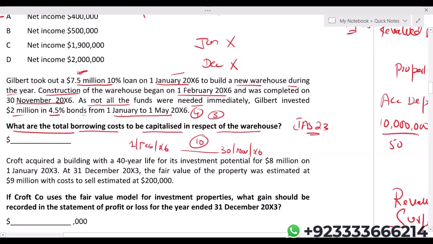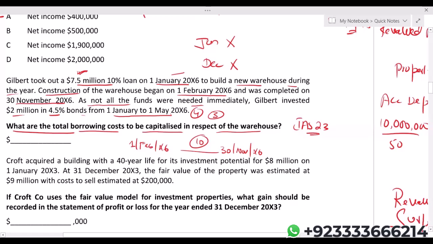Why 3 months? Because the return the organization earned in January, but in January the work was not started, so we are not considering the month of January for calculating the borrowing cost to be capitalized. That is why whatever return the company generated in January, we will not consider it. So the return which we will be taking will be for the months of Feb, March, and April.